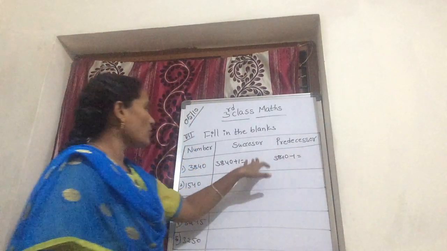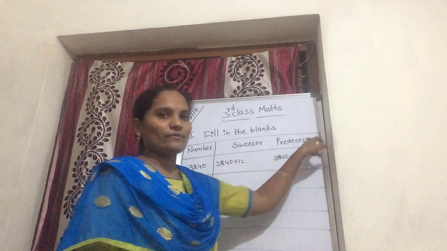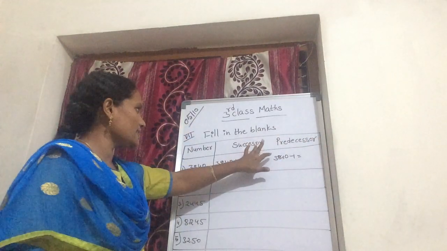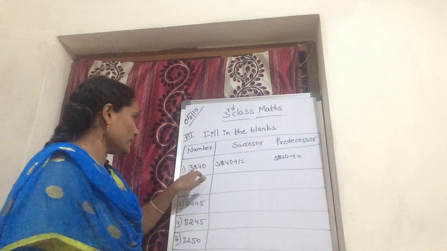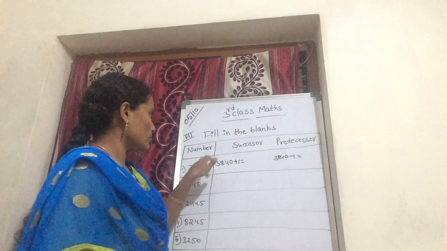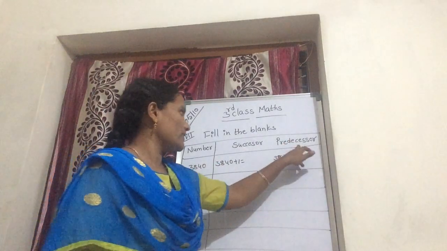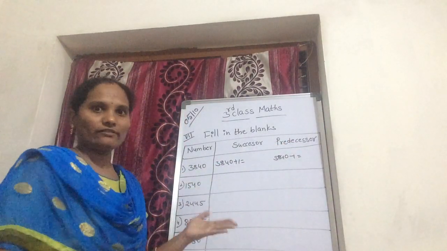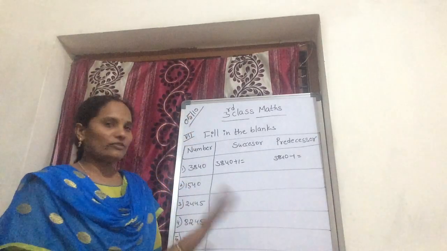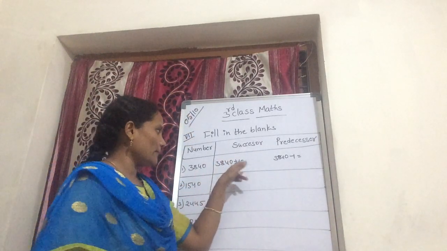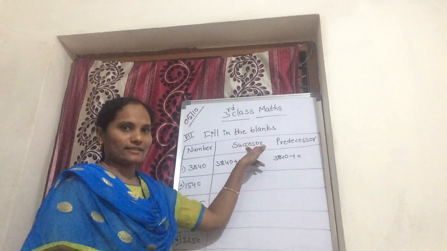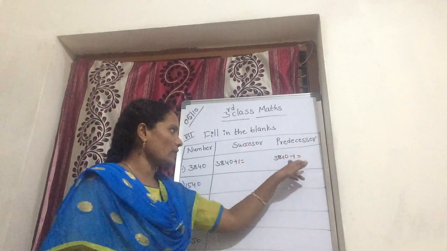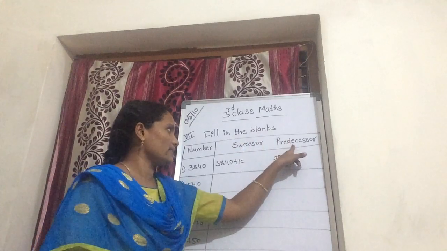Before you write, what is the meaning of successor and what is the meaning of predecessor? Successor means after numbers. You should write after numbers. Predecessor means before numbers. The given number, you should write before numbers. And you add plus 1 in successor, and you subtract 1 in predecessor.